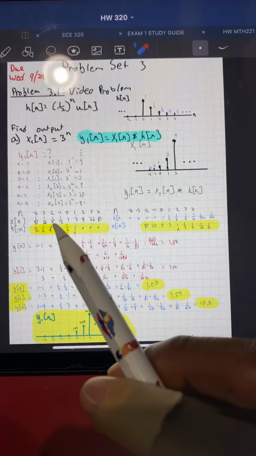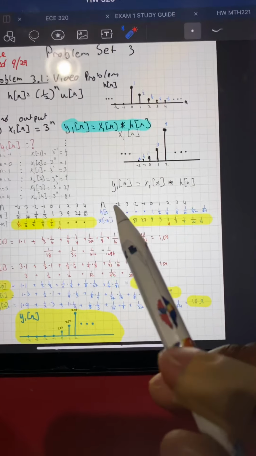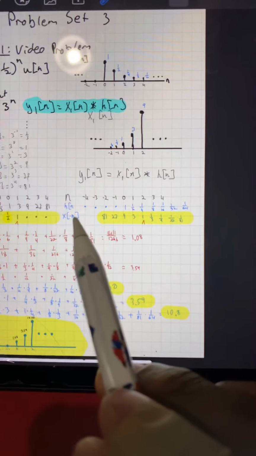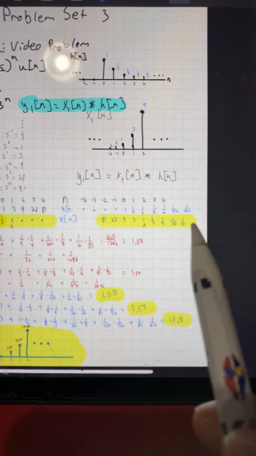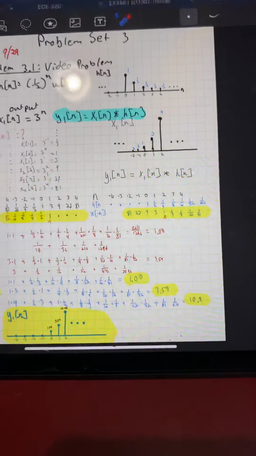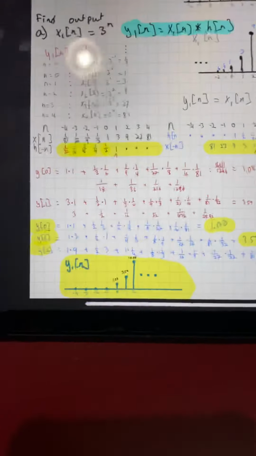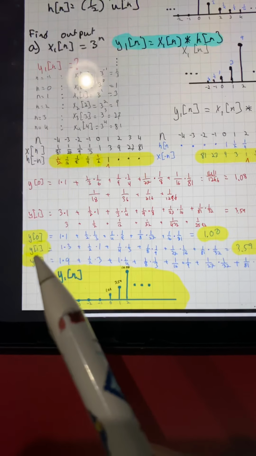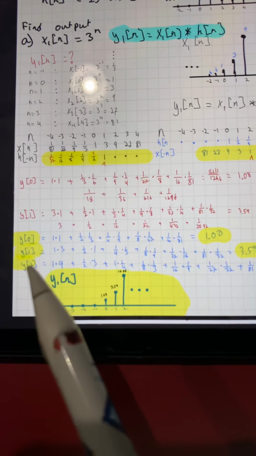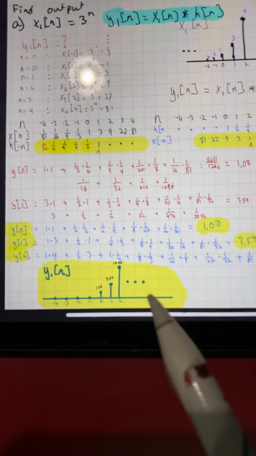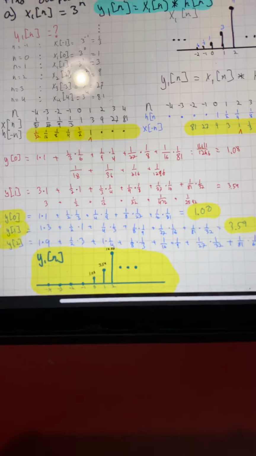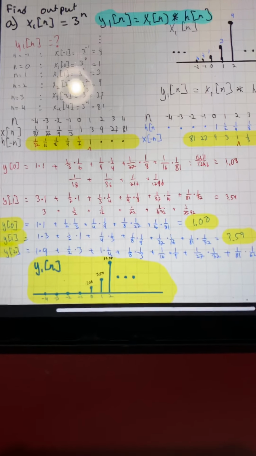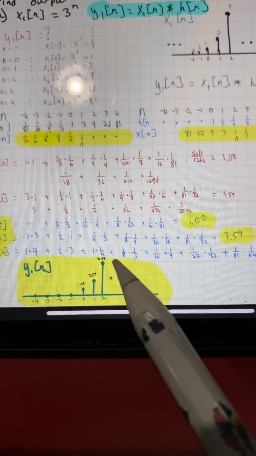So using the ticker tape method, setting it up and just moving along down as we go with the flip and shift, we get our values for y sub 0, y1, and then y2. As you can see, that's what we got for y sub 1 of n when we graph it, and it just goes on forever and forever.